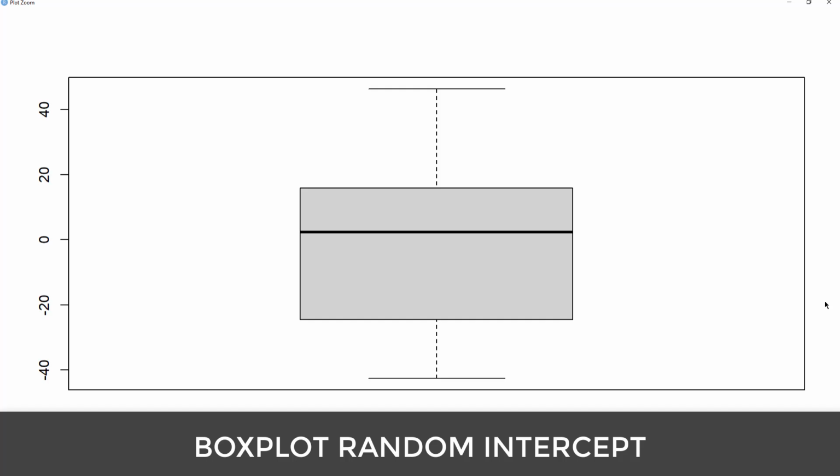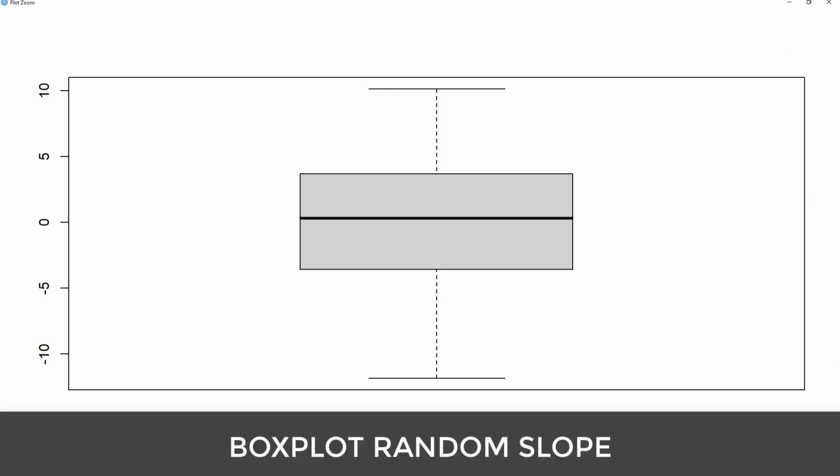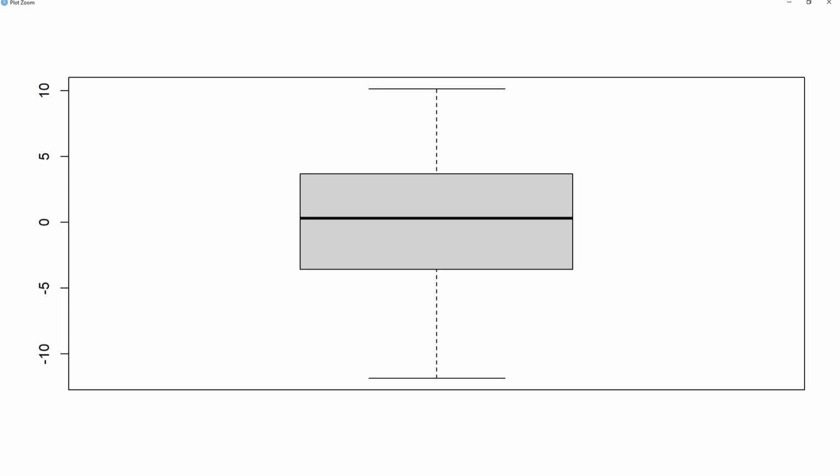Random intercept, here we can see no outliers, that's good. And random slope, here are no outliers as well. So on level 2 we don't have an outlier problem, which corresponds to the results we got with Cook's distance for level 2, where we hadn't any outliers according to Cook's distance. That's it for outlier detection with a multi-level model or linear mixed effects model with R. Thanks for watching and see you in the next video.